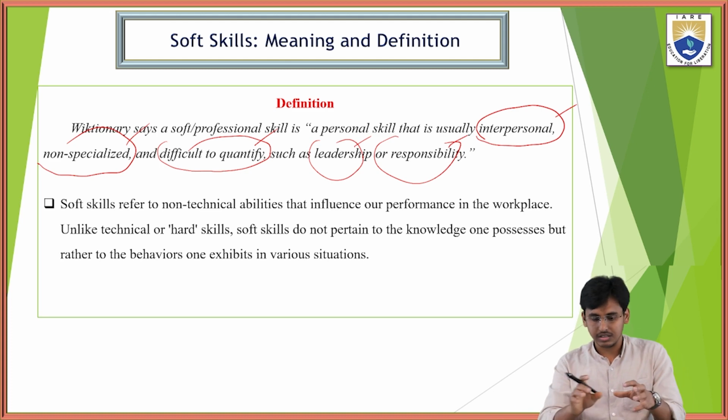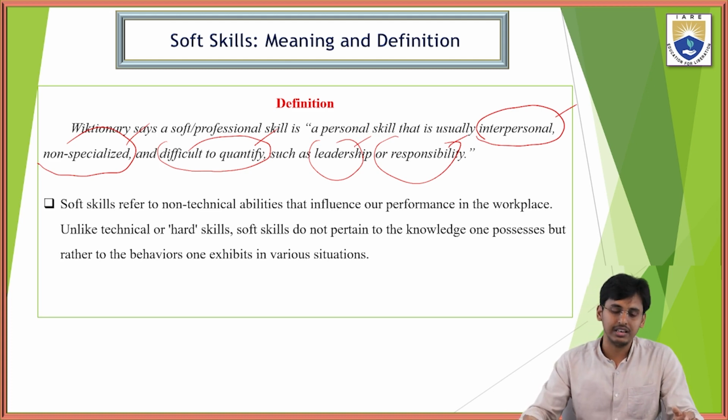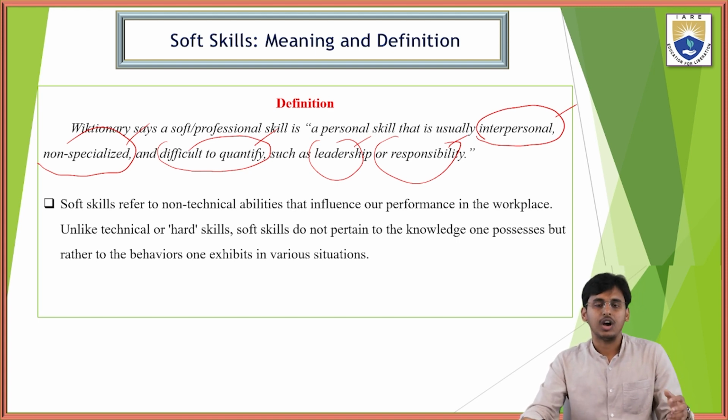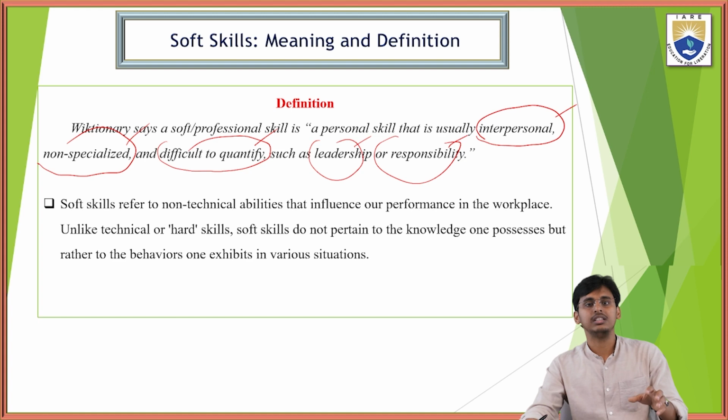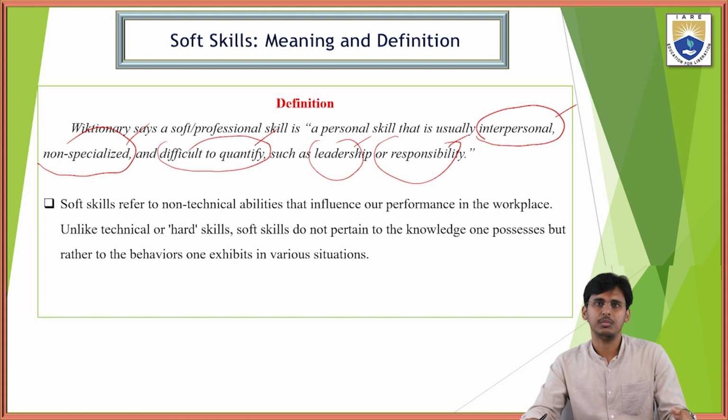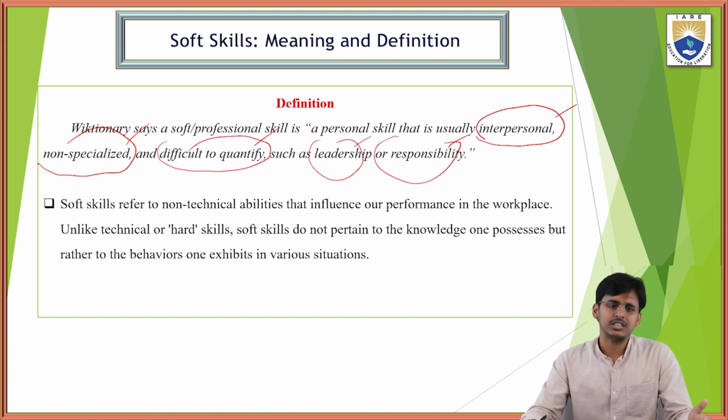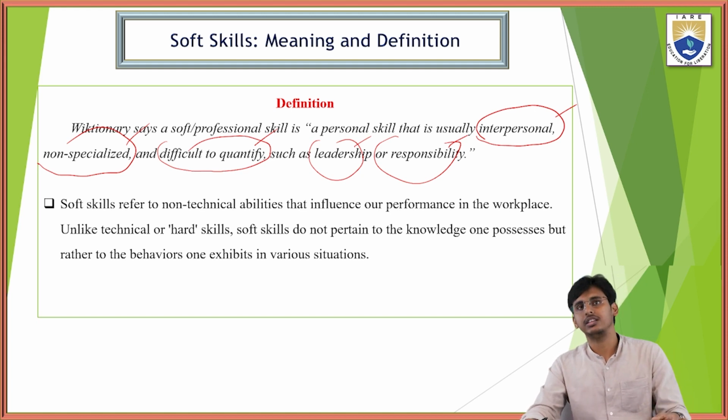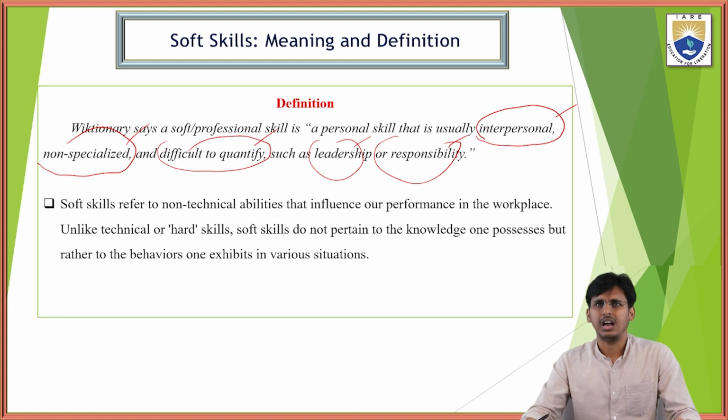If you connect all these keywords, we find that they are all related to personality traits, one's own personality traits. Non-specialized means there are no specific competencies on the basis of which we can understand this is a soft skill. Soft skill can include anything related to a person's personality traits, behavior, and manners, and it is difficult to quantify. It is not unmeasurable. It is related to leadership, responsibility, understanding oneself, and understanding the surroundings also.